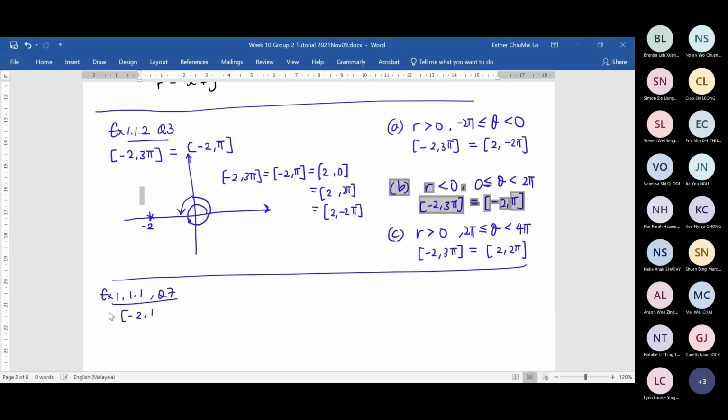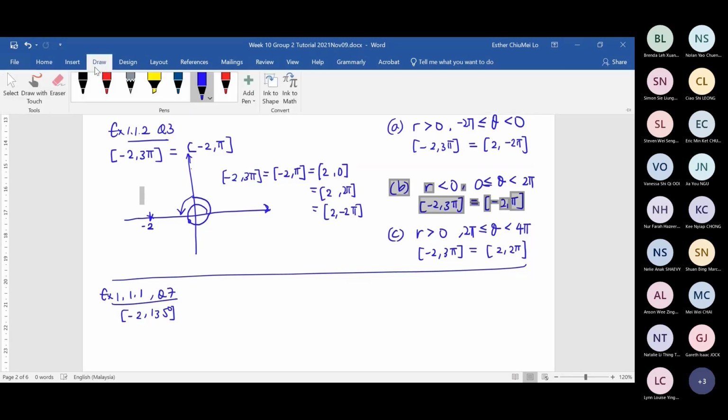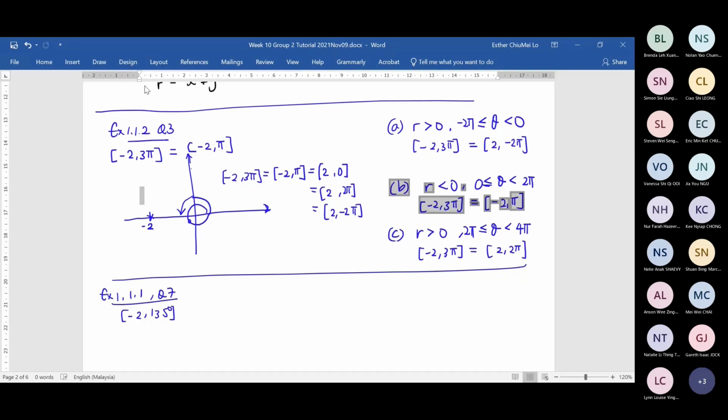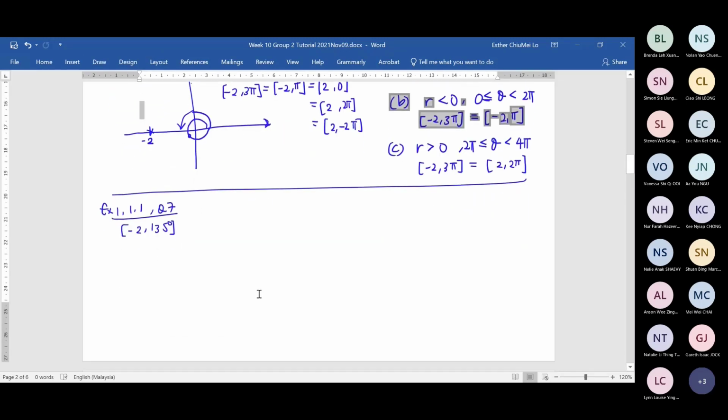-2, 1, 3, 5. Now, Kenya, maybe you think about that later. Let me show you this question. So what about this: -2, then 1, 3, 5. Firstly, we find what this 1, 3, 5 is, right? Okay, so 1, 3, 5.